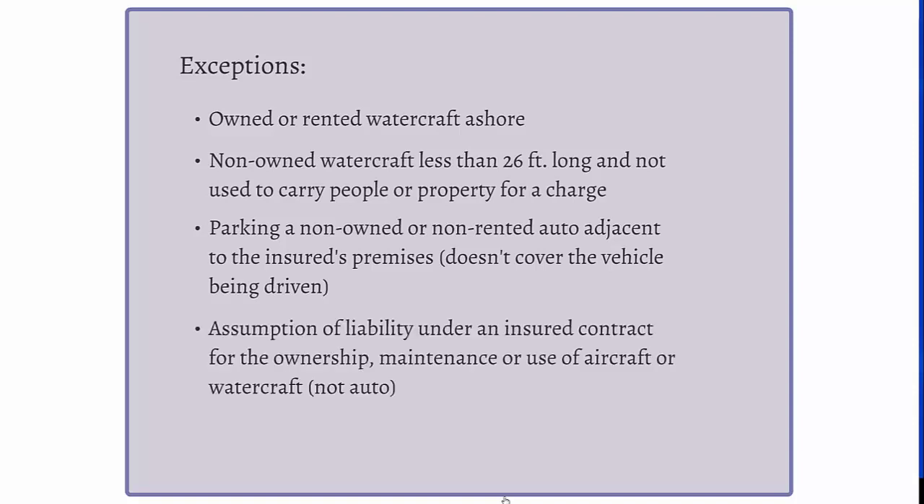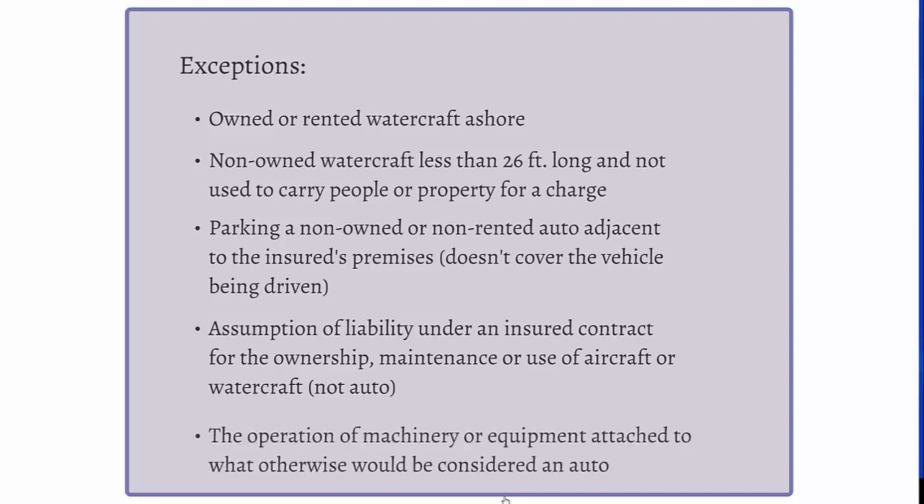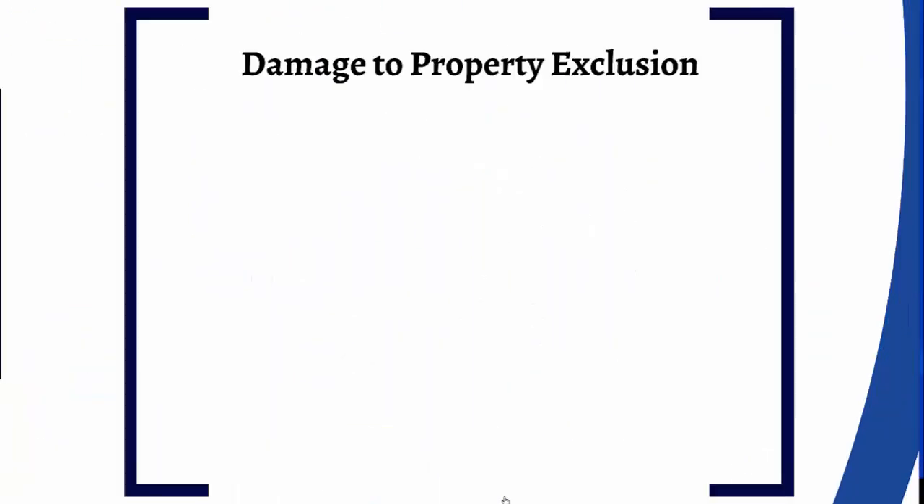Also, an exception is the assumption of liability under an insured contract for the ownership, maintenance, or use of an aircraft or watercraft, not auto, and the operation of machinery or equipment attached to what otherwise would be considered an auto. Now let's look at the damage to property exclusion.